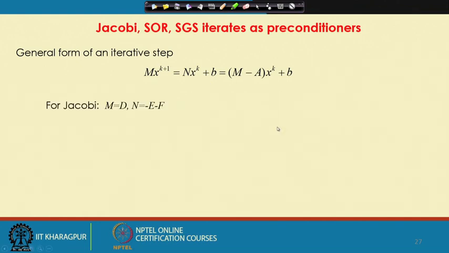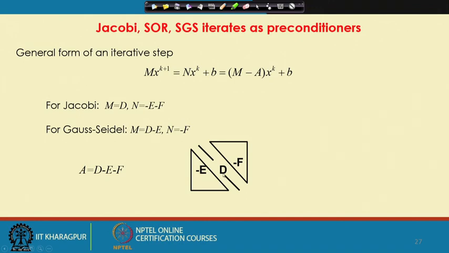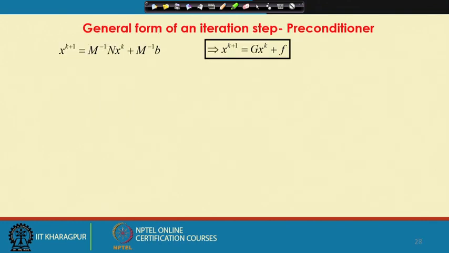For Jacobi, M is equal to the diagonal matrix D, N is equal to minus E minus F. For Gauss-Seidel, M is equal to D minus E, N is equal to minus F. So, the matrix A is split into diagonal, upper triangular and lower triangular matrices. This we have done long back when we were discussing basic iterative methods. And the iteration step is written as x_{k+1} = G x_k + f.